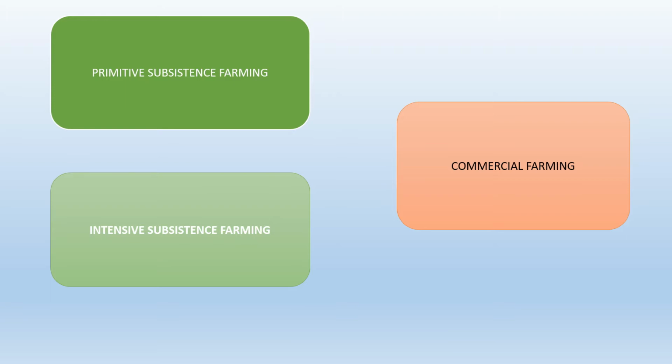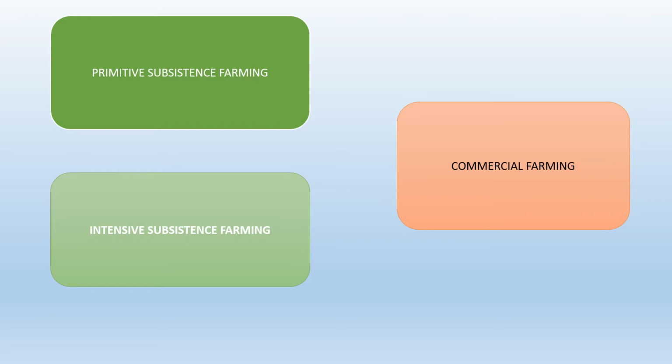The farmer clears a patch of land, then burns that area. The ash produced makes the soil fertile and he grows his crop over there. Once the soil fertility decreases, he shifts from that area and goes to a new area. It's also called shift cultivation. In the new area again he does the slash and burn.